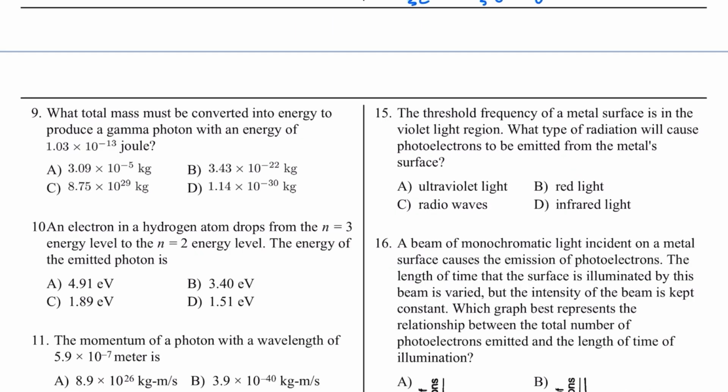Number 9, what total mass must be converted into energy to produce a gamma photon with an energy of 1.03 times 10 to the negative 13 joule? So we're talking about mass being converted into energy. So this is a dead giveaway to use the equation E equals mc squared, because Einstein said that mass and energy are equivalent. So we just do E equals mc squared and then solve for mass. So E, 1.03 times 10 to the negative 13th joule, is equal to mass times 3 times 10 to the 8th squared. And we solve for this and we're going to get D, 1.14 times 10 to the negative 30 kilograms.